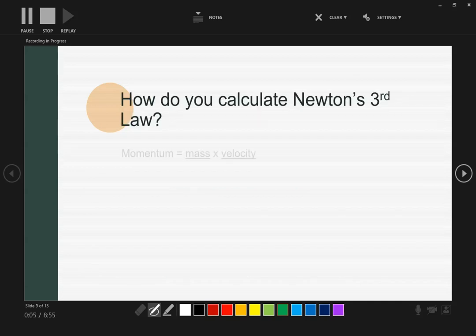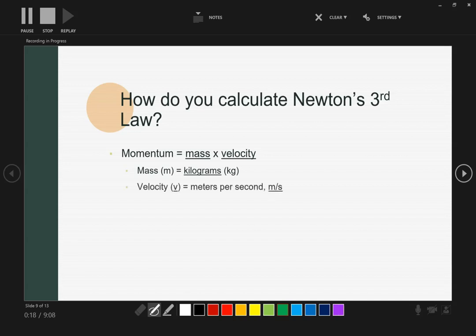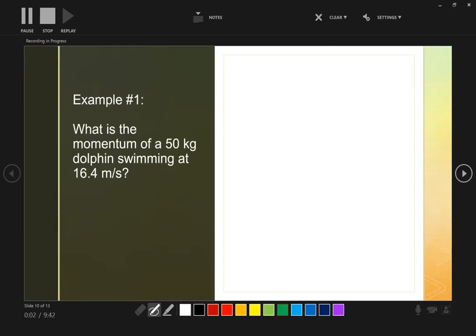How do you calculate momentum? Momentum is equal to mass times velocity. So mass, remember, is shown with a lowercase letter m, and its unit is kilograms. Velocity, which is represented by the lowercase letter v, has the unit meters per second. And momentum is represented by the letter p and has the unit kilogram meter per second. So we can see the equation simplifies down to p equals m times v. Let's take a look at a couple examples.